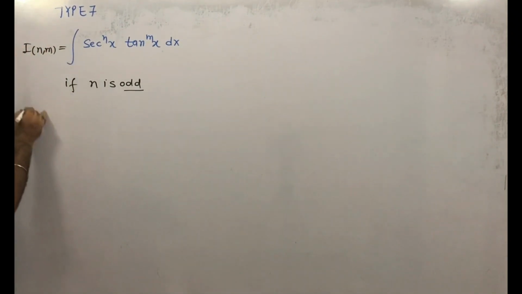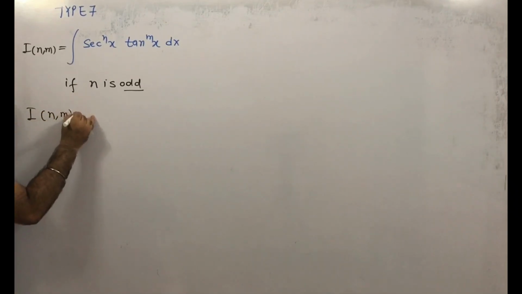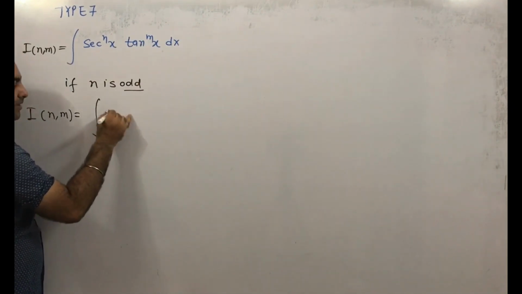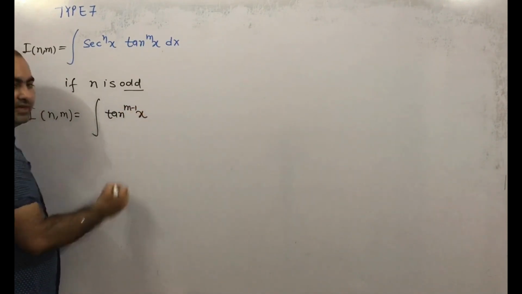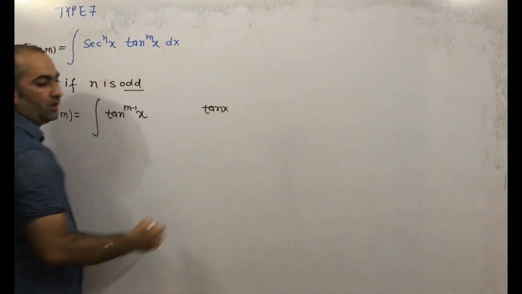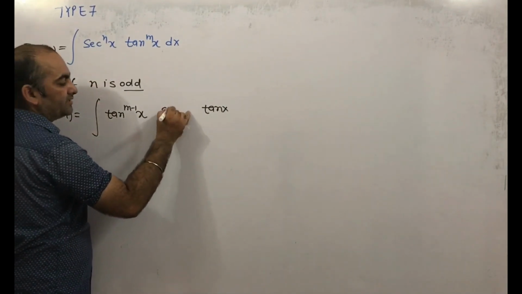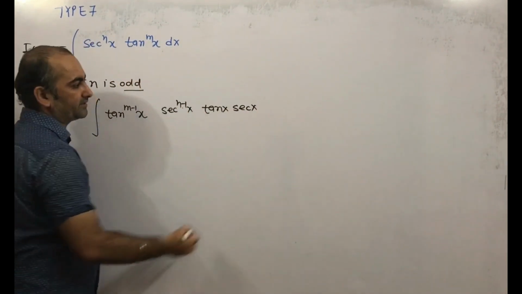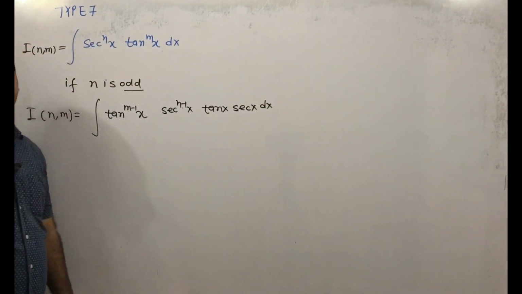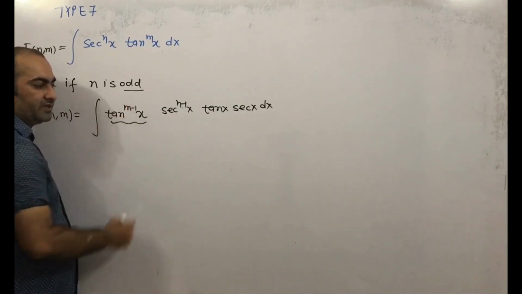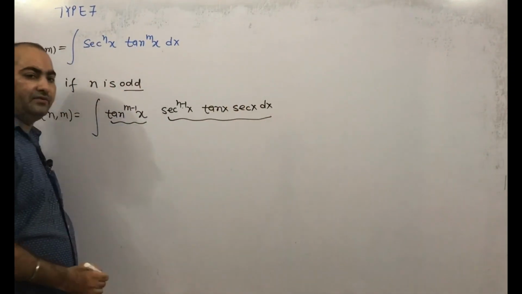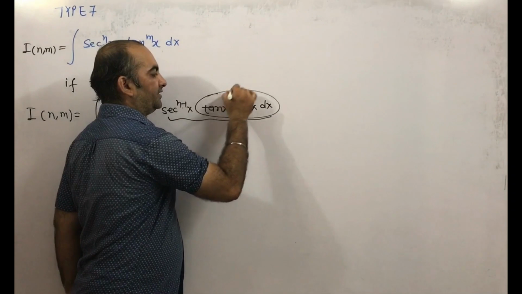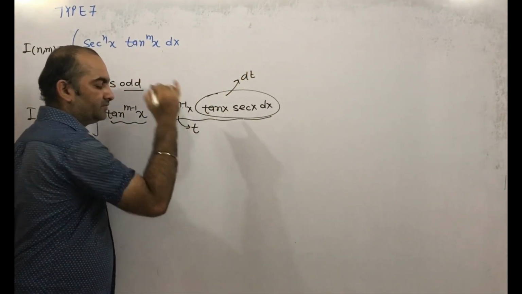So what will you do? I(n, m) is the integral of tan^m x sec^n x dx. Here we write tan^m x as tan^(m-1) x into tan x, and sec^n x as sec^(n-1) x into sec x, dx. Now we will use integration by parts. Taking sec x as t, sec x tan x dx is dt, so this becomes dt, and this will be t.